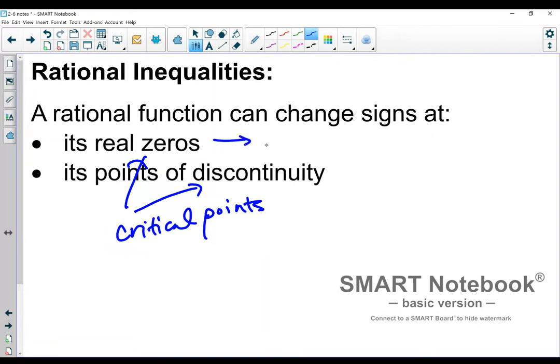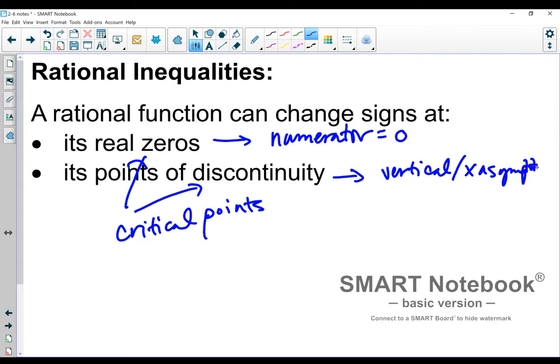So remember, our real zeros come from the numerator equals 0. And the points of discontinuity are really from our vertical or x asymptotes. And that's when our denominator equals 0. And maybe we should add up here that this one's x-intercepts. So rational inequalities have an extra piece. We're not only looking at our real zeros, we're also looking at our asymptotes. So we'll go ahead and start with another example.